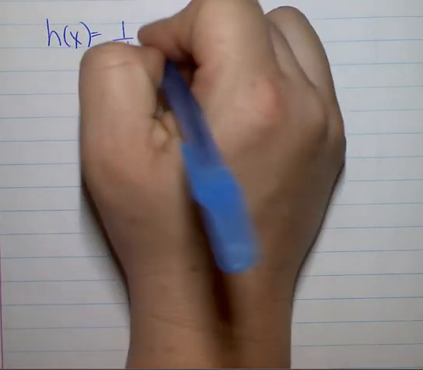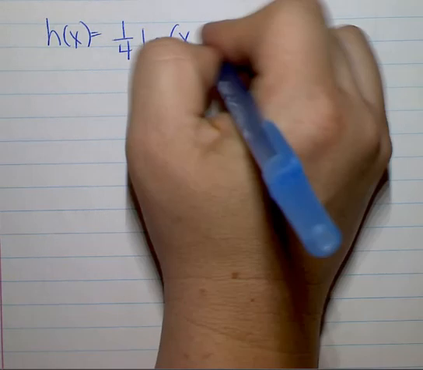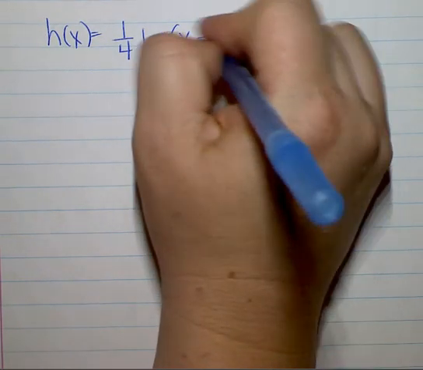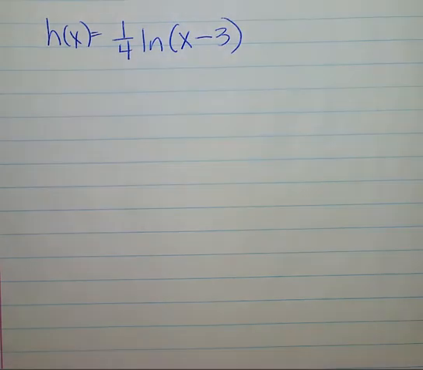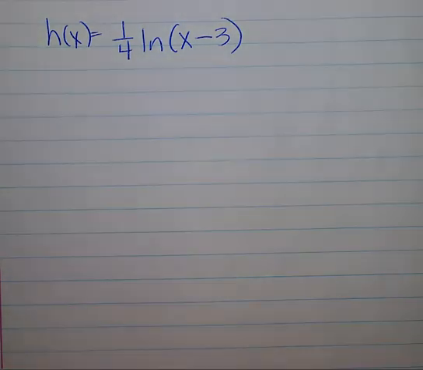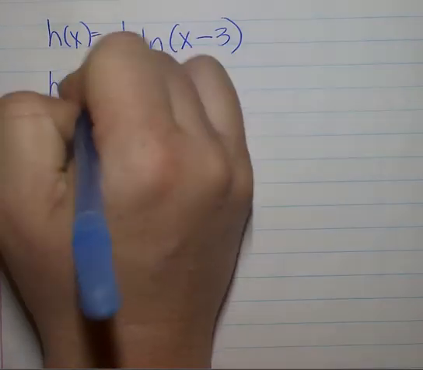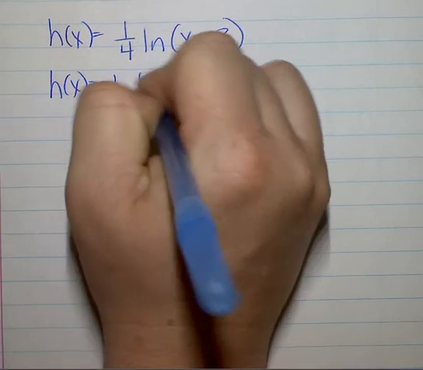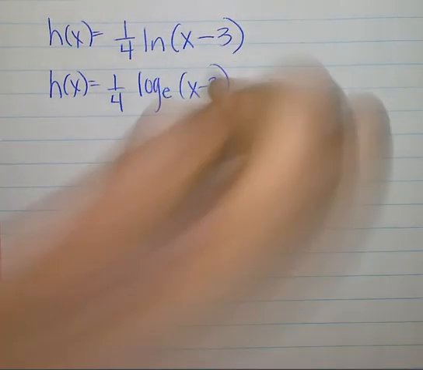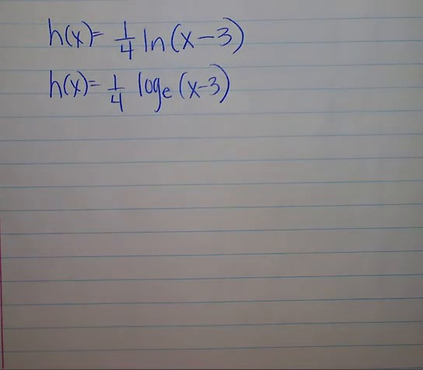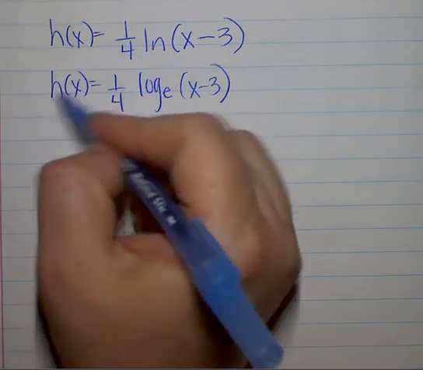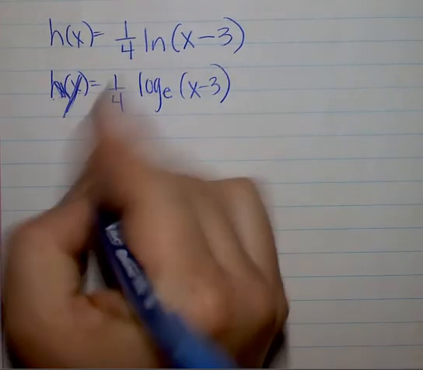Next problem. h of x equals 1/4 ln x minus 3. Okay, we see an ln problem, so our first step is going to be rewrite it as a log base e. And now think about, before I do anything else, I got to change the h of x into a y, and then switch the x and y.